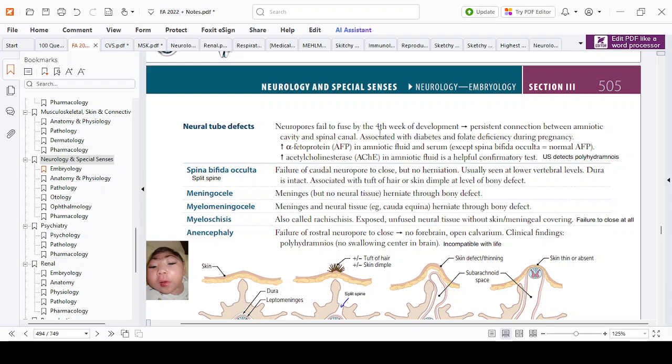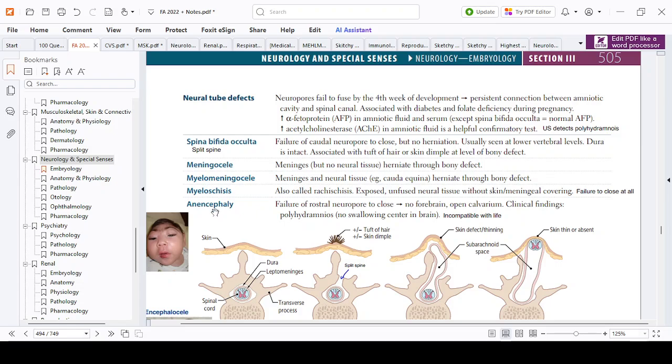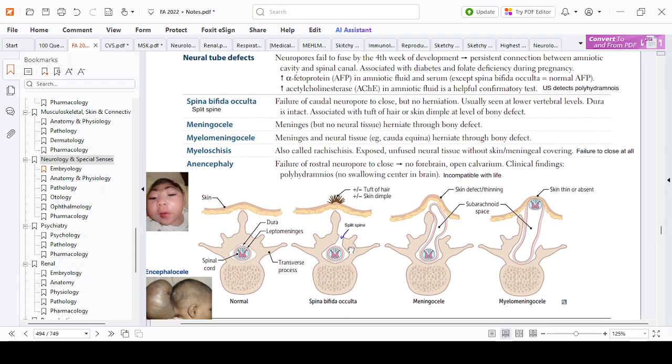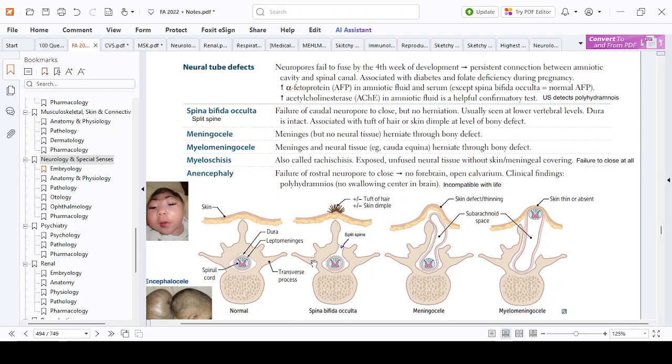Then if you look at this, there are different types of neural tube defect. In one type, the whole neural tube is intact, as normal, and the vertebrae are formed. So in spina bifida occulta, there is the spina bifida. Spina bifida is basically the bifid spine. The spine is split. That's why this is the spina bifida occulta. And you have the completely normal meninges and everything intact here. Only the vertebra is split.